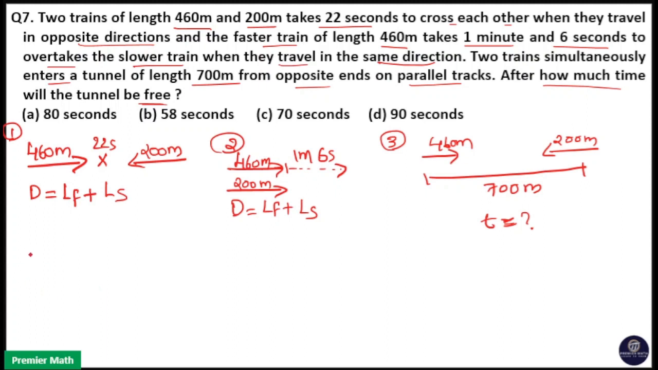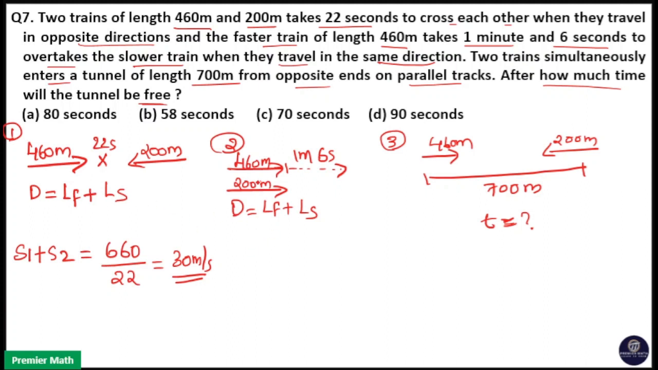Here in the first case, both the bodies are moving in opposite direction. That is, speed should be added. S1 plus S2 is equal to distance covered, which is 460 plus 200, that is 660, divided by time taken to cross each other, which is 22 seconds. That means 30 meter per second is the S1 plus S2 relative speed here.